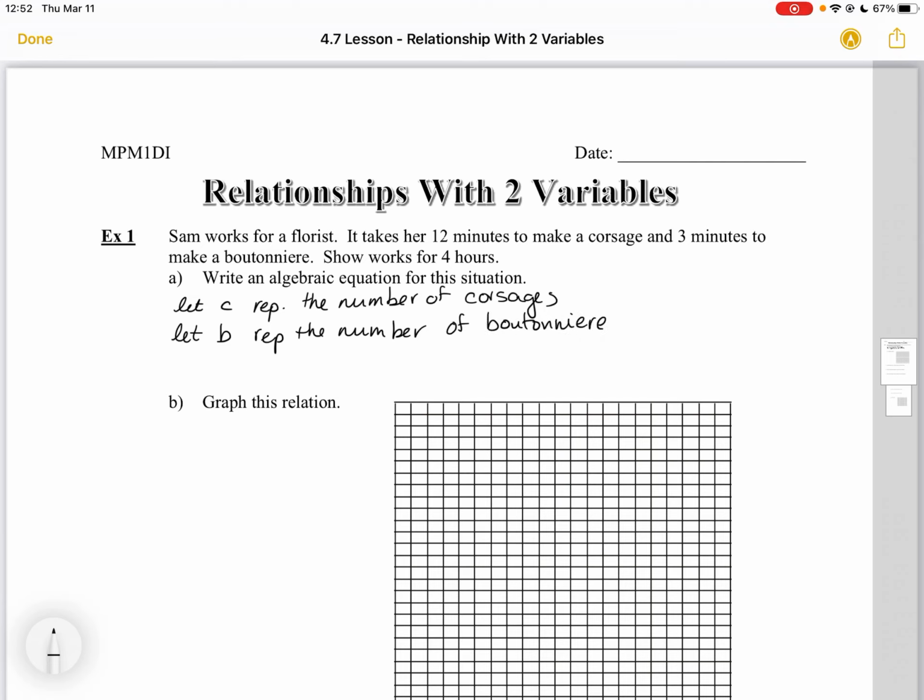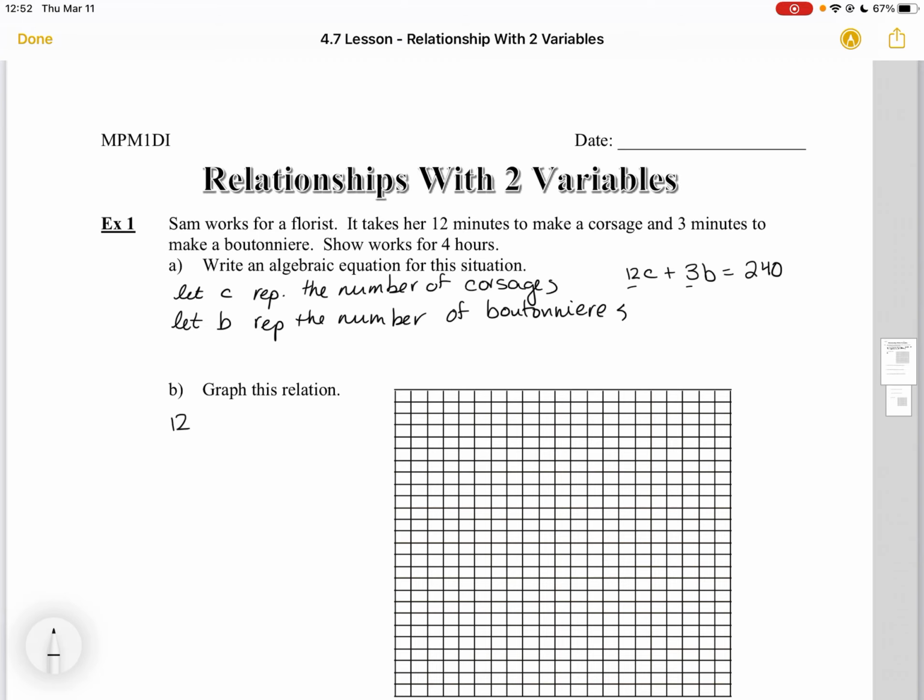So when I go to write my equation, I know it takes me 12 minutes to make a corsage plus 3 minutes to make a boutonniere, and I work for 4 hours, which is 240 minutes, because I want the units on the right-hand side to match the units on the left-hand side.